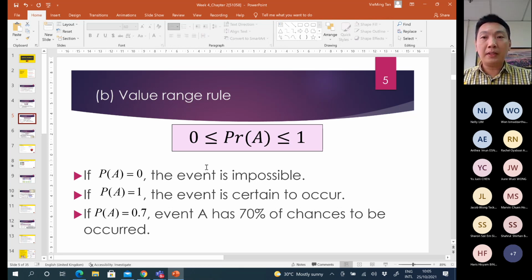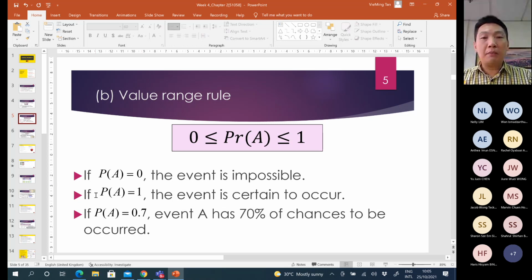Bear in mind, any probability value should be between 0 and 1. The probability value can be equal to 0 exactly, can be equal to 1 exactly also, but cannot be a negative number and cannot be greater than 1. So if your probability of event A is equal to 0, what's the meaning? That means event A is confirmed not going to happen. 0% chance event A will happen.